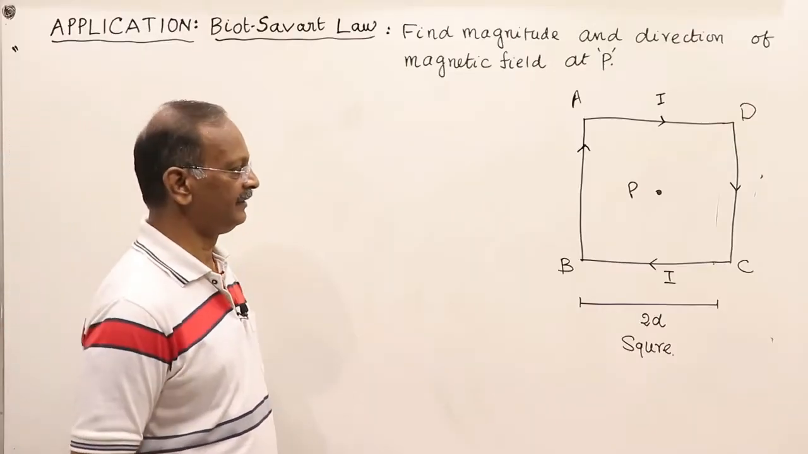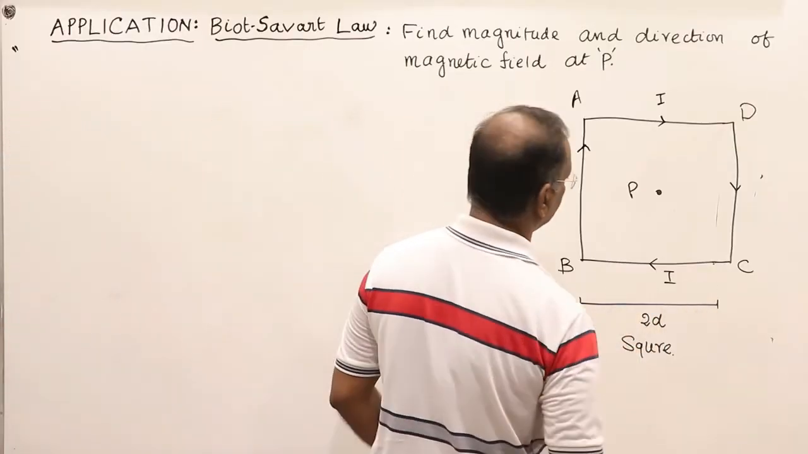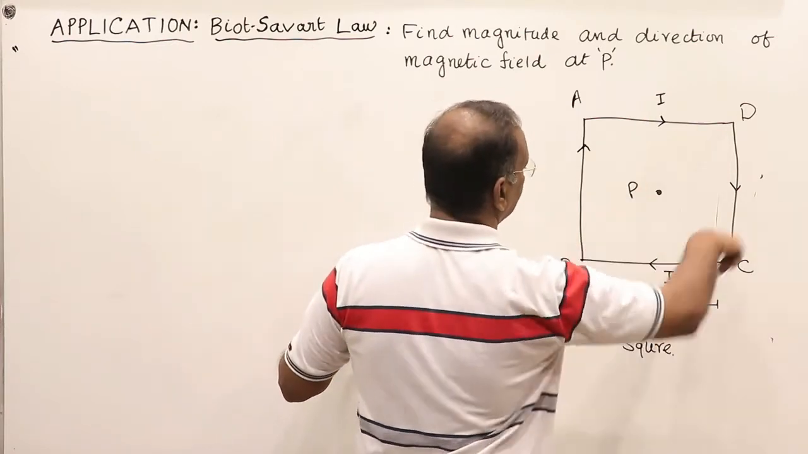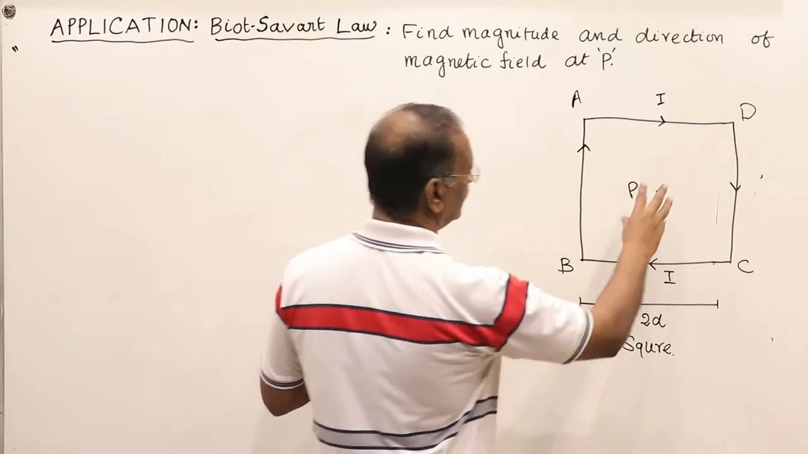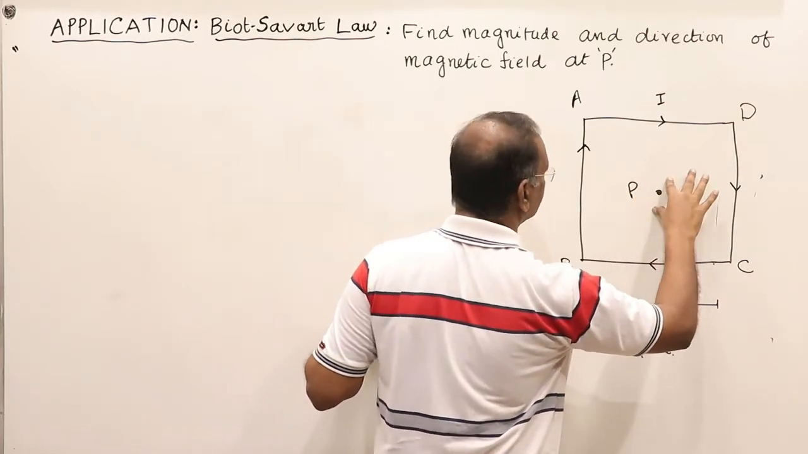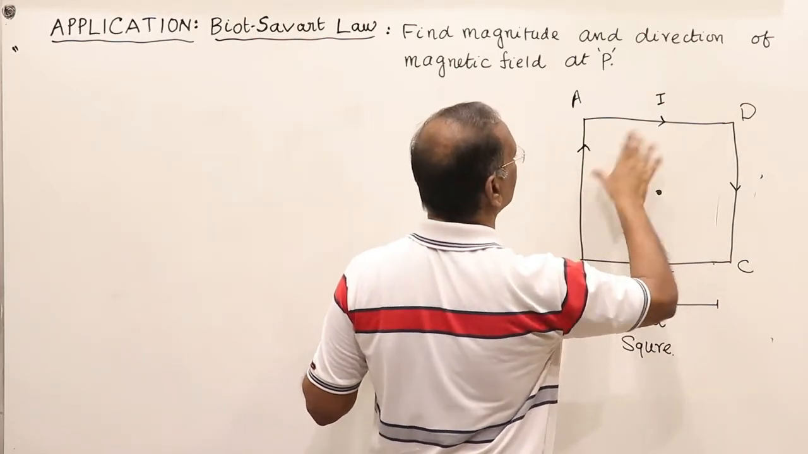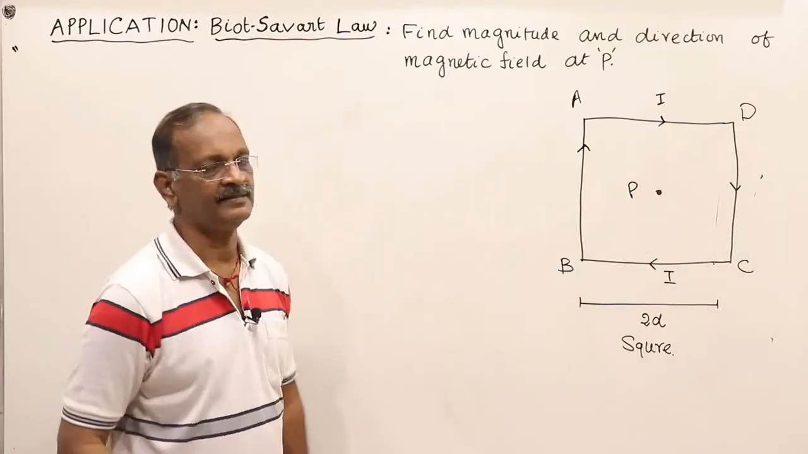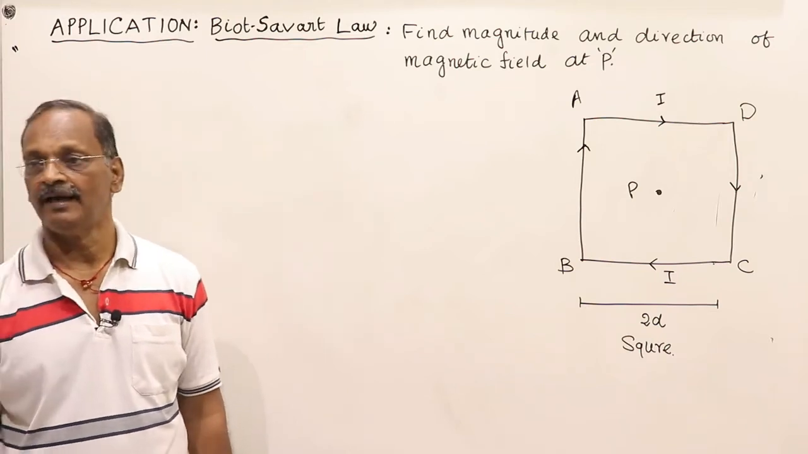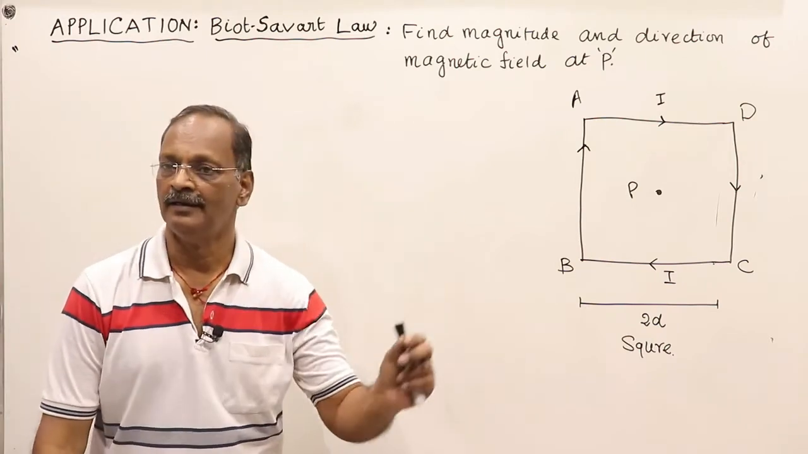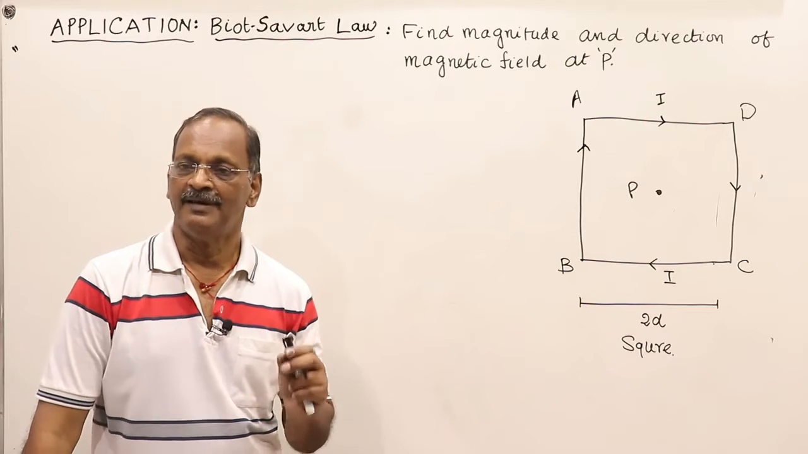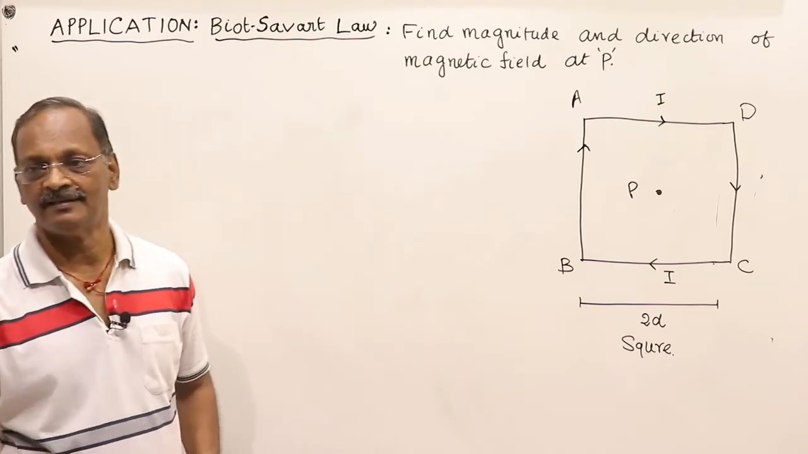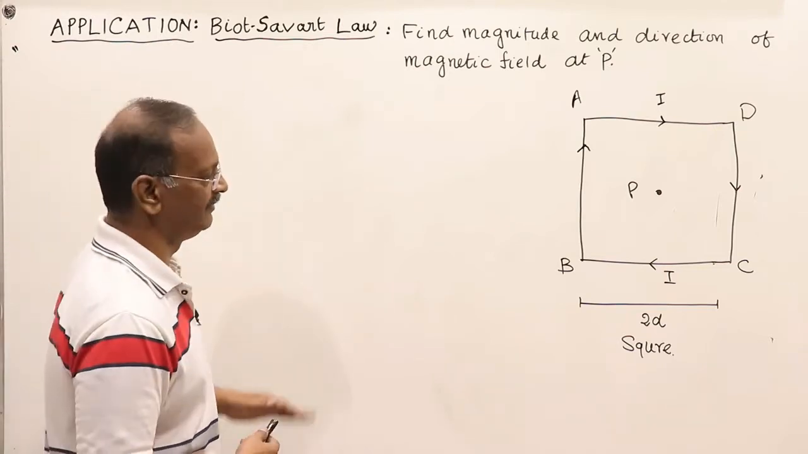This figure is a square of side 2D. Now the current is flowing anticlockwise. So we have to find out what is the magnetic field at the center due to this wire, this wire, this wire, and this wire. We will find it separately since magnetic field is a vector quantity, and we will add all the magnitudes of magnetic field vectorially. Because it is a vector quantity, we cannot add scalarly. We have to add vectorially.